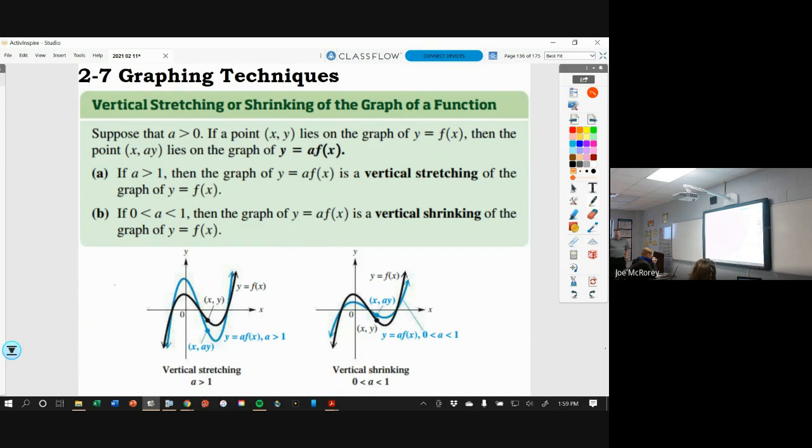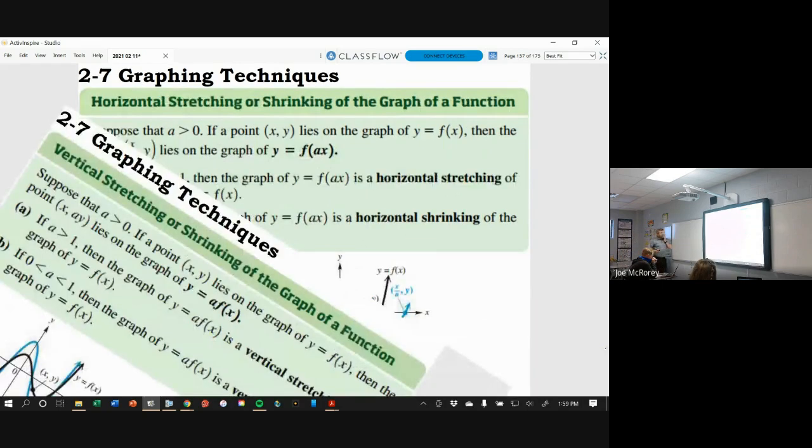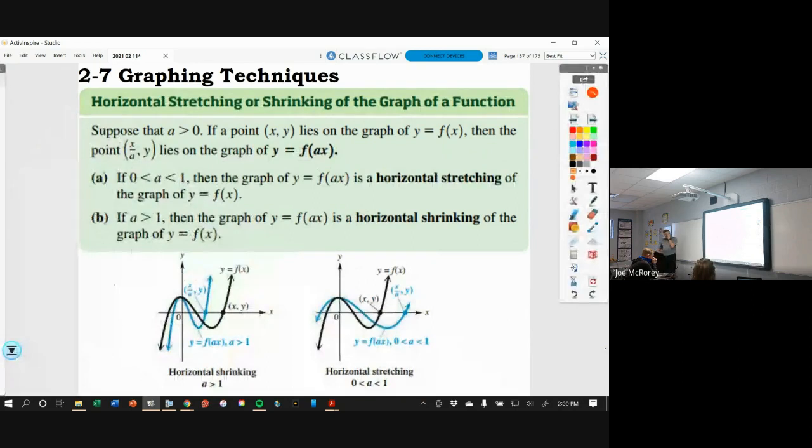Okay, next slide. One slide talking about horizontal stretching and compressing, just like we did. Except here's what I was talking about. Whatever a is, they do x divided by a, which is what we did too, right? Except I multiplied by the reciprocal. Everything else is the same.